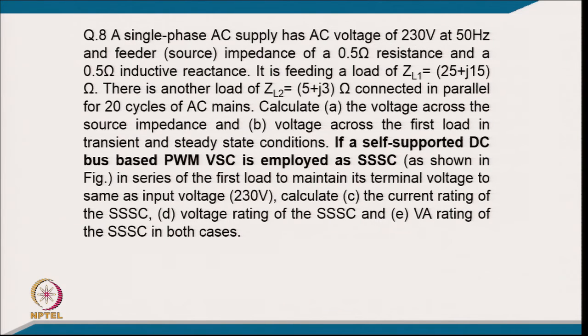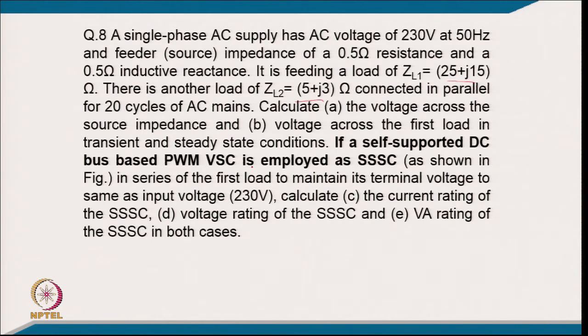Coming to the 8th numerical: a single phase AC supply has an AC voltage of 230 volt, 50 hertz, and a feeder impedance with resistance of 0.5 ohm and inductive reactance of 0.5 ohm, feeding a load of 25 plus j15 ohm. There is another load ZL2, 5 plus j3 ohm, connected in parallel for 20 cycles of AC mains. Calculate the voltage across the source impedance and the voltage across the first load in transient and steady state conditions.